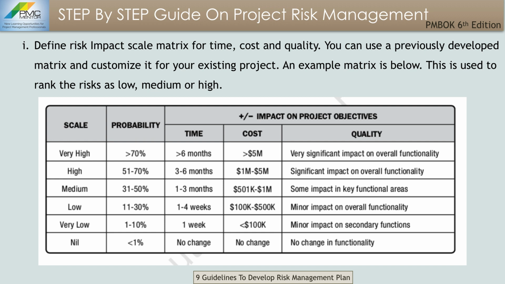The first guideline says that you need to define a risk impact scale matrix for time, cost, and quality. If you have a previously developed matrix, you can use it. An example matrix is here, and this matrix is used to rank the risk as low, medium, or high.